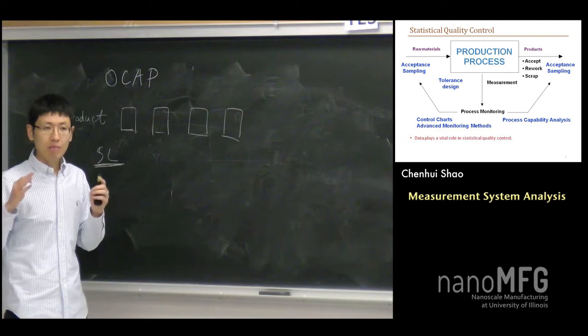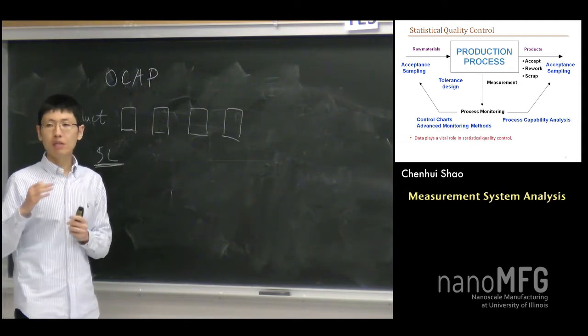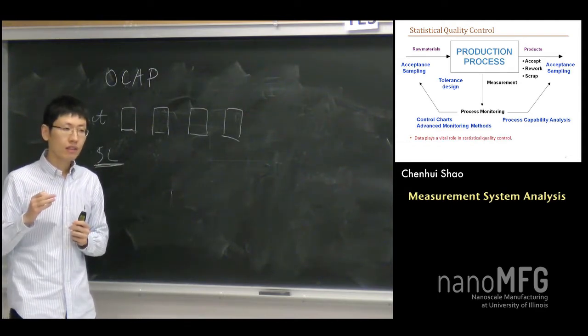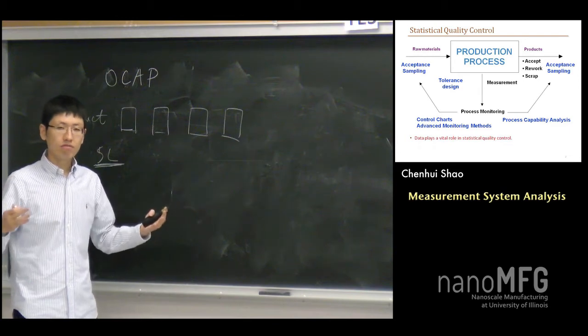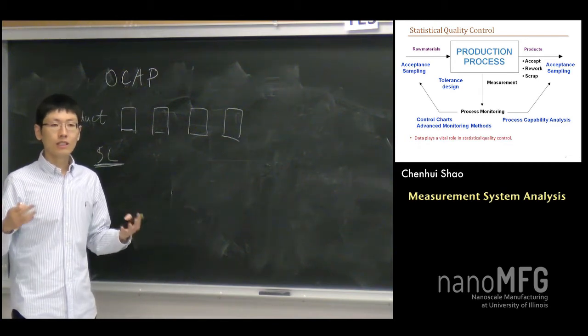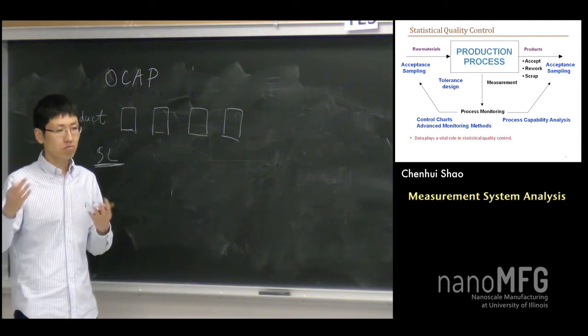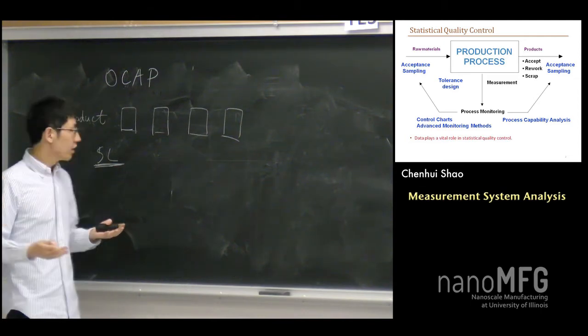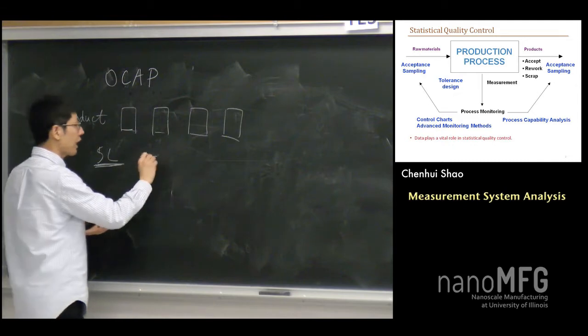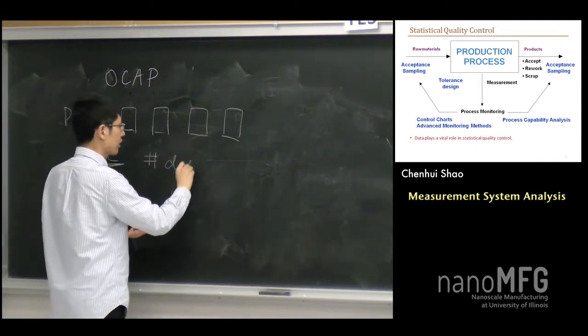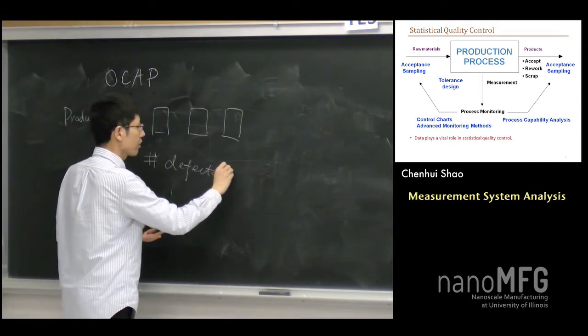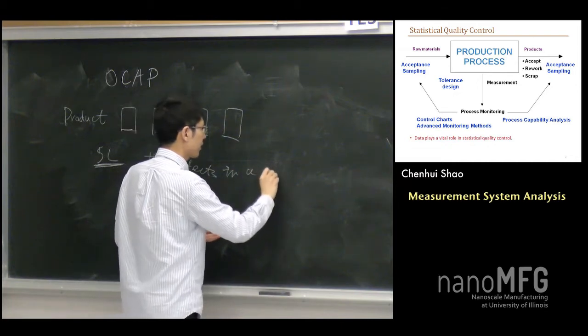Not necessary, because sometimes we allow a certain number of defects. Say you have a TV or a monitor, it's allowed to have 1 or 2 pixels not working. That's okay. It's still conforming. But in that case, you need to count the number of defects in a product.